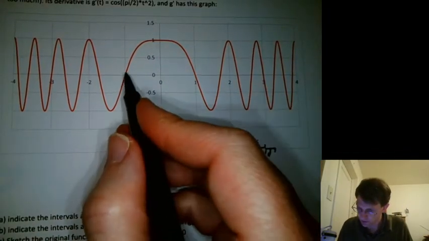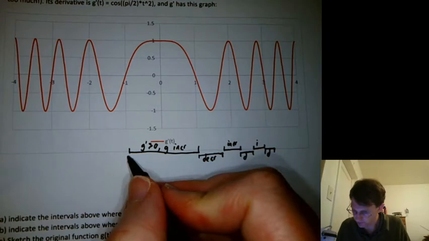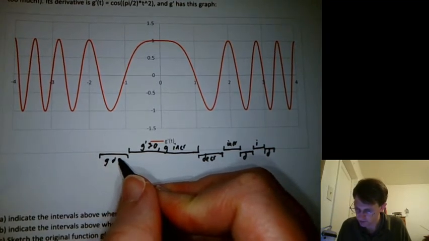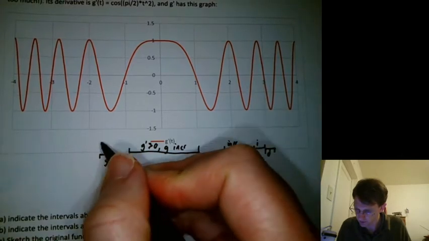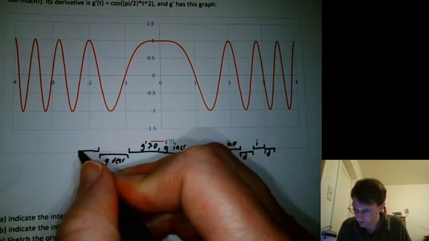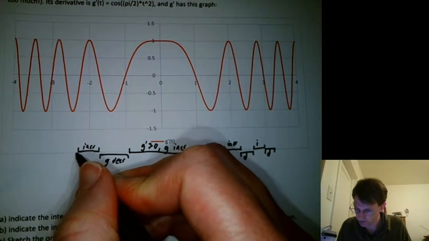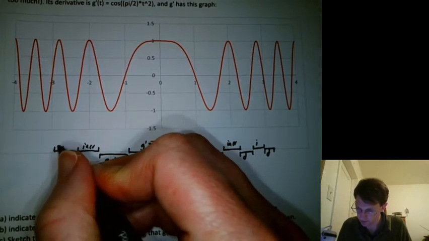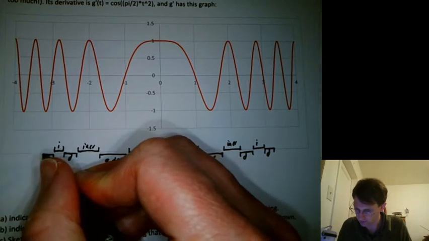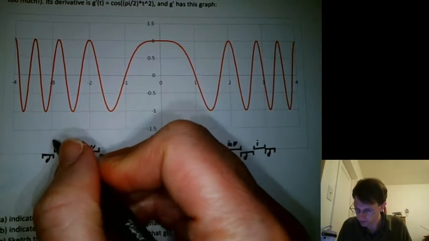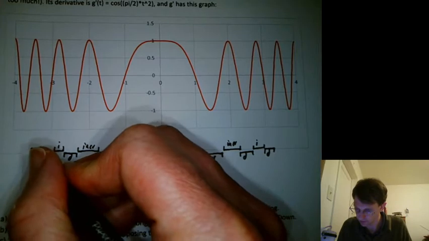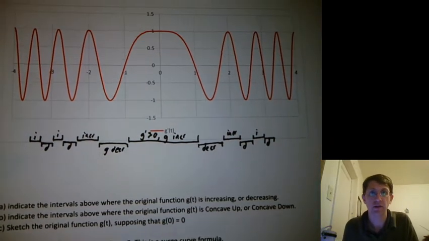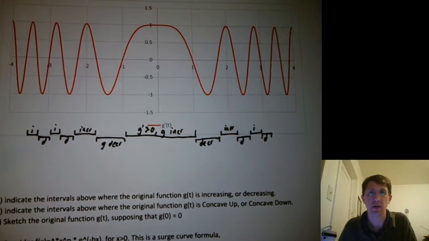And then over here, g prime is negative. So g is decreasing, and here to there, g is increasing, decreasing, increasing, decreasing, increasing, etc. And then where is the original g concave up or concave down?